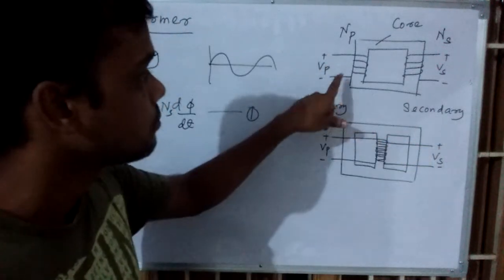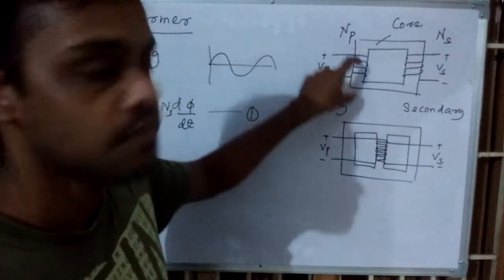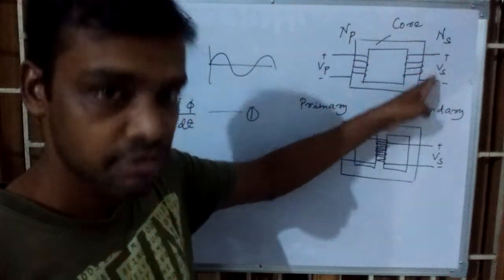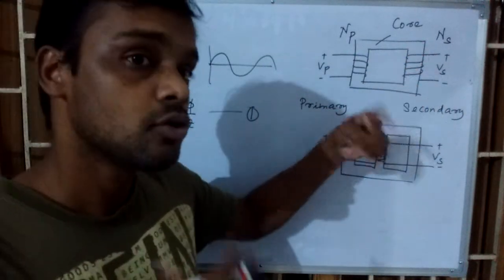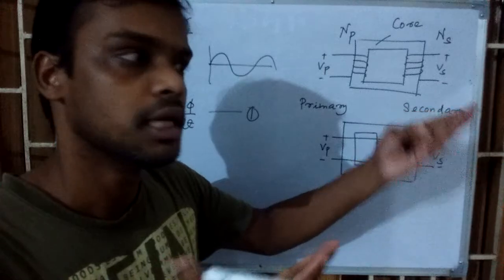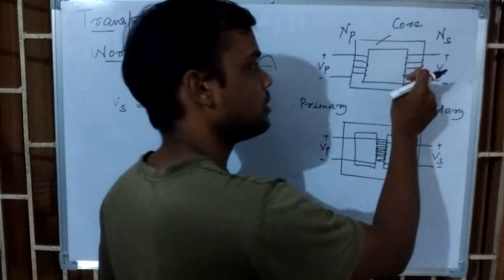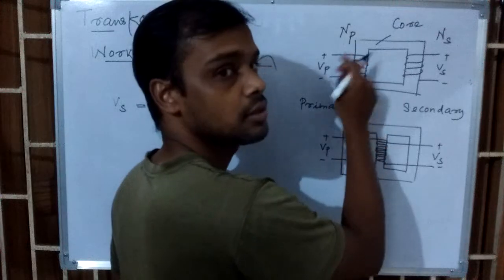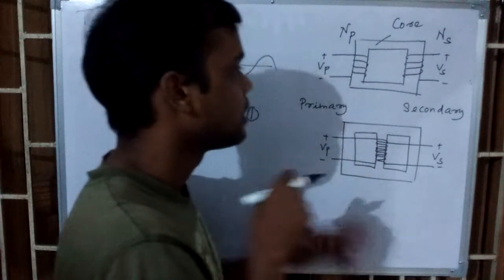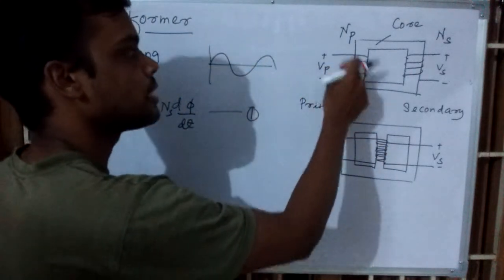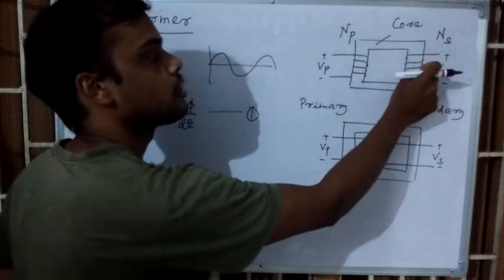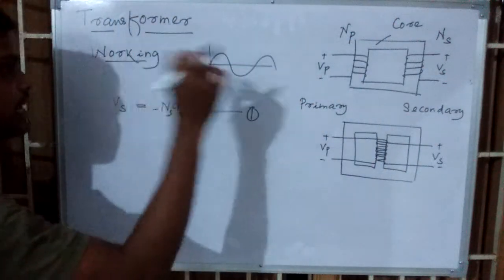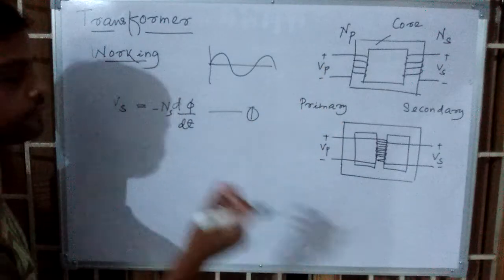Let me come again. We apply Vp here, and current flows through it. Because of that current, voltage is induced here. What will be the direction of that voltage? It will be such that the magnetic field produced by this coil will again oppose this current, or not. That means another EMF will be generated in this coil because of the back EMF in the secondary coil. So what will be that back EMF? Of course it will be equal to Vp.